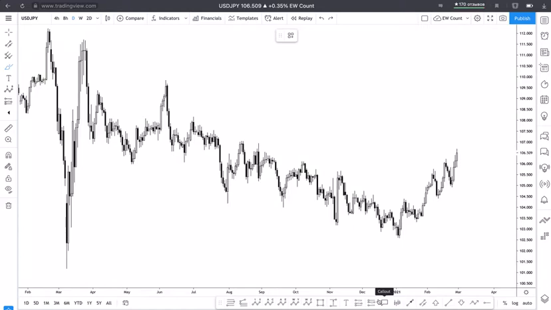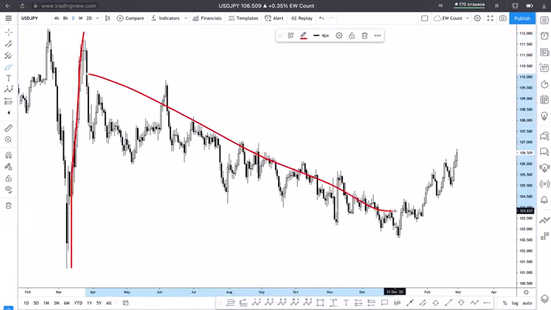The first thing you have to do when you analyze the chart is to find the first impulse, the first motive wave. If we compare these two waves, this one and this, it should be clear that there is an impulse, a strong motive wave, and there is a correction after that.